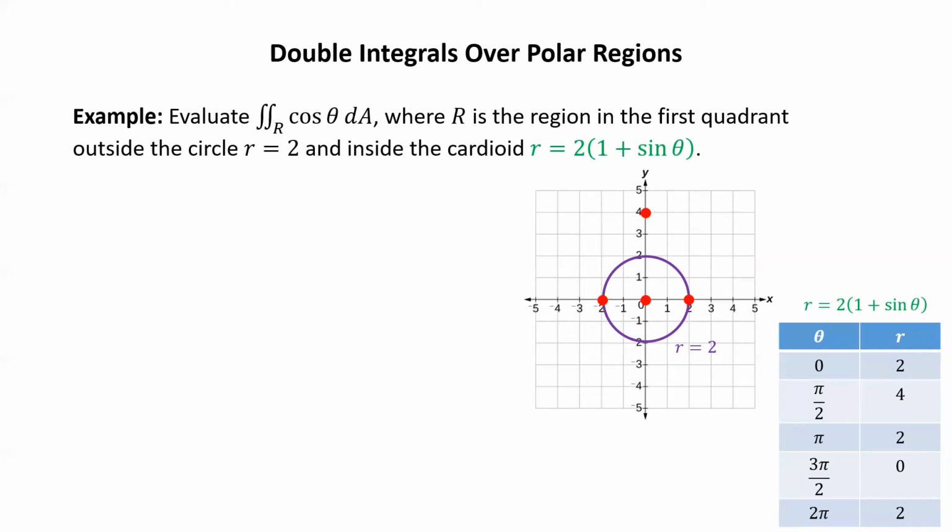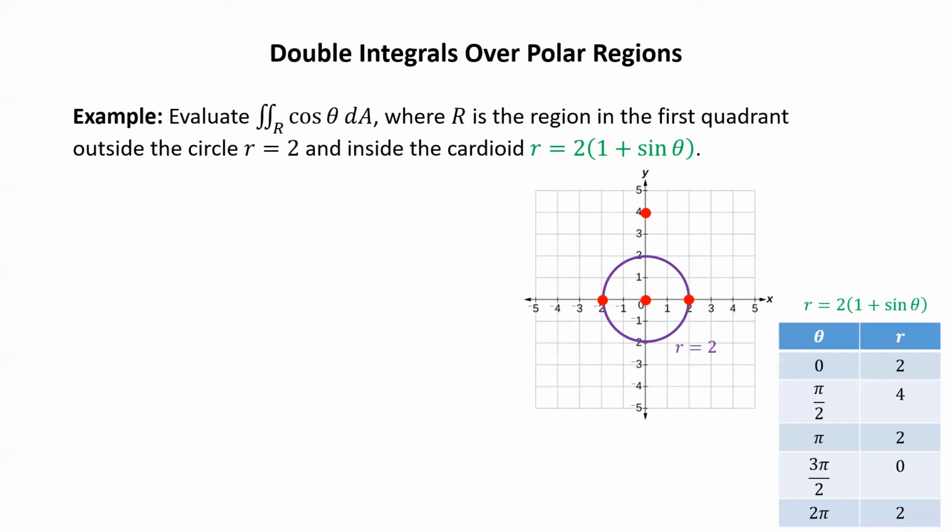So we go 4 units along the y-axis. For theta equals pi, we're now along the negative x-axis. And again, we have to go 2 units in that direction. So we see that we have that leftmost point that touches the circle there. At 3 pi over 2, we have r equals 0.